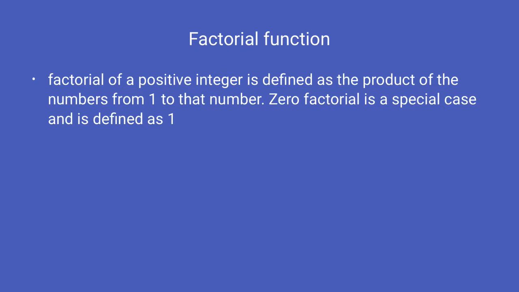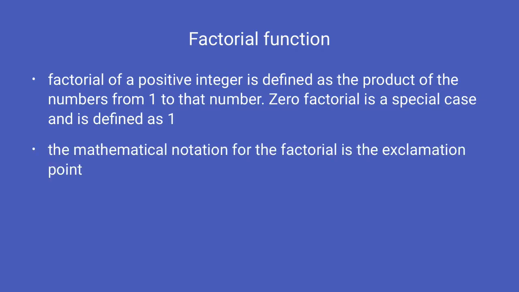In this video, we'll look at the accumulator pattern using the factorial function to demonstrate it. The factorial of a positive integer is defined as the product of the numbers from 1 to that number. 0 factorial is a special case and is defined as 1. The mathematical notation for the factorial is the exclamation point.